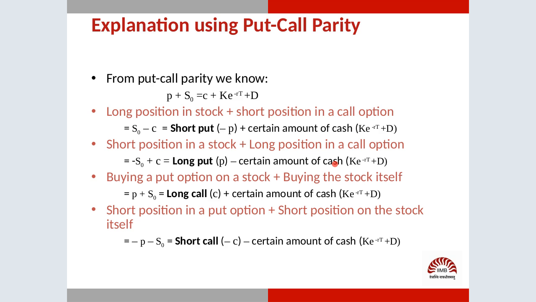Similarly, for the protective put, long stock, long put is essentially that side. So it's basically nothing but long call plus a certain amount of cash. And the last case was short position in the put, short position in the stock. So basically it is minus P minus S0. So therefore that becomes all minus. It's basically short position, short call, minus a certain amount of cash that you need.